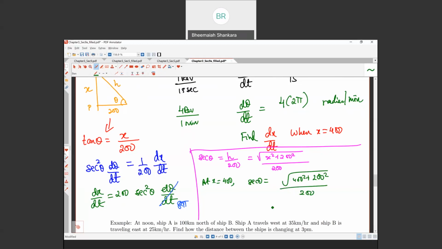Simplify and you have the square root of 200,000 divided by 200. So you square both sides to eliminate the square root, and you have secant squared theta equal to 5. So bring the secant squared theta value here and plug in 5. Simplify this expression, and you have 25,132.74 feet per minute.